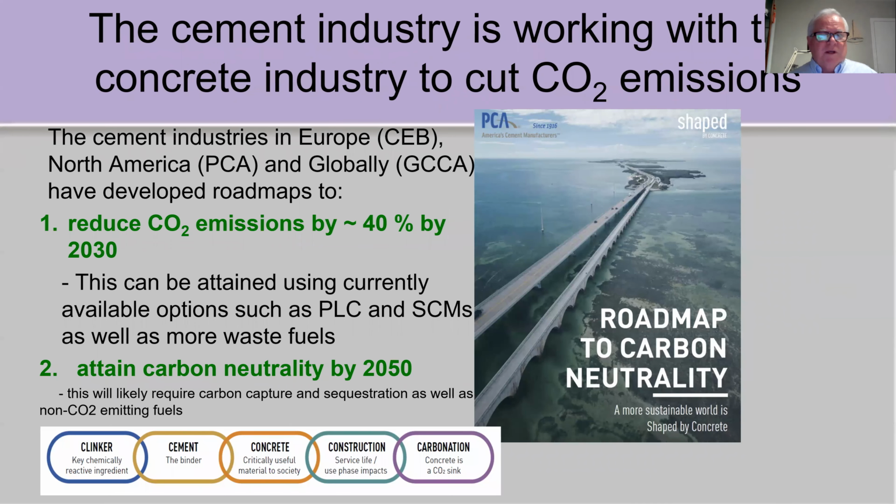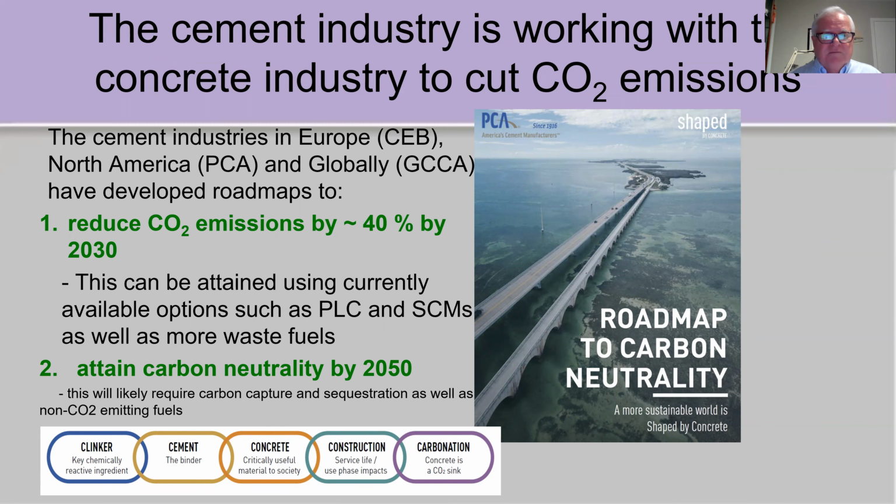Now, the industry is working around the world to develop emission cutting roadmaps, as shown. This is the PCA one shown in the cover. The aim is to try and reduce CO2 emissions by about 40% in this decade, by 2030, and go to net carbon neutrality by 2050. And that's going to require a lot of other work. But the things I'm going to talk about today should help us get to 2030. And then there will be more efforts on things like carbon capture and sequestration and other types of non-CO2 emitting fuels that will drive the 2050 goal.